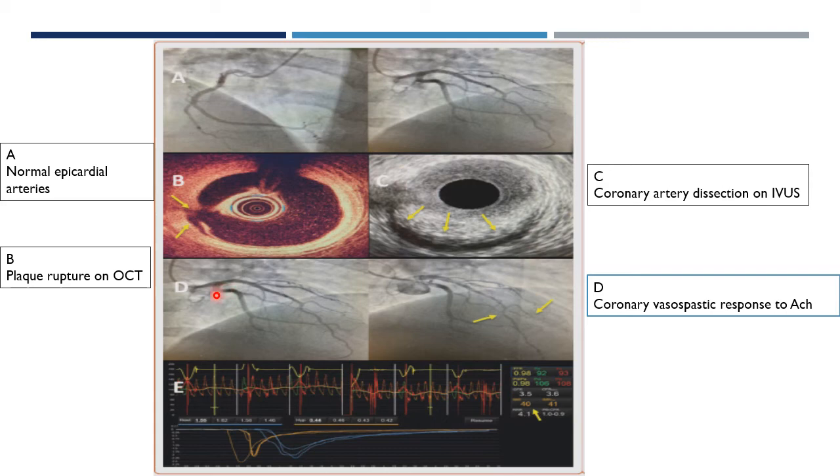In this diagram, we see the coronary vasospastic response to acetylcholine. Here, after the administration of acetylcholine, we see stenosis here and here. And finally, intracoronary physiology showing increased index of microcirculatory resistance.